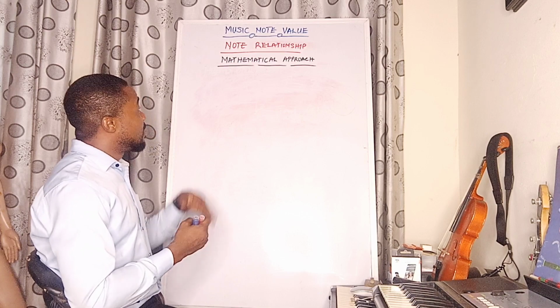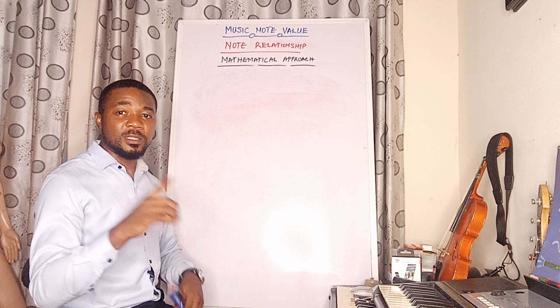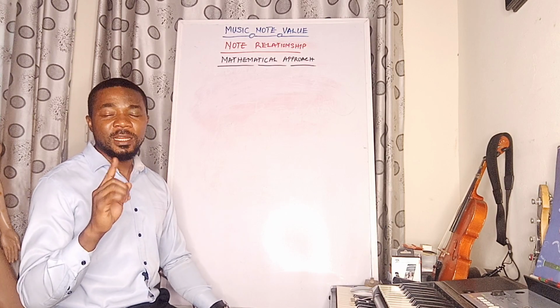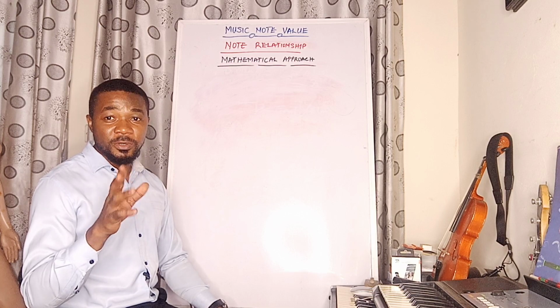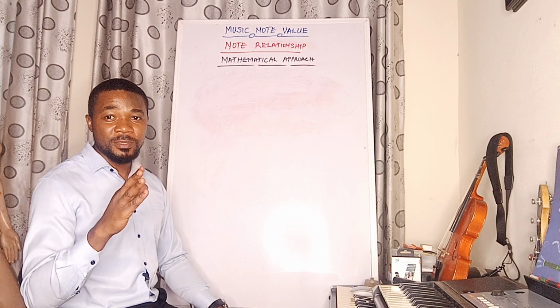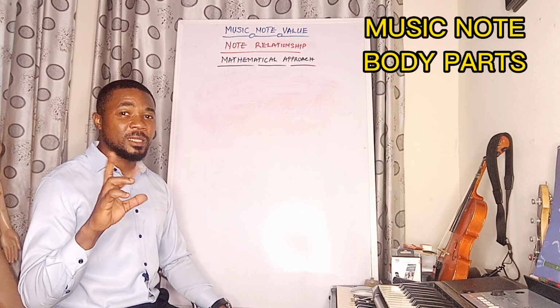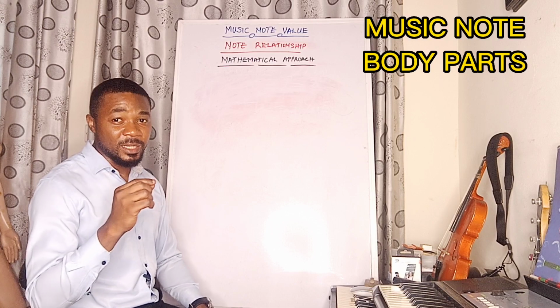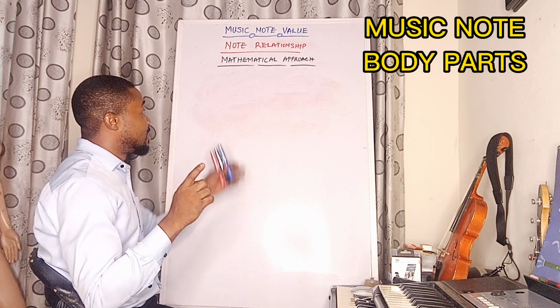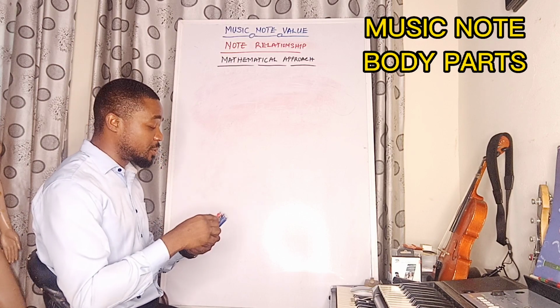So the first example, before I go into all of that, I mentioned certain things in our previous lesson concerning music note categorization and music note hierarchy. I mentioned body parts in passing. So let us quickly examine what body parts are, because we're going to need that in order to do justice to music note value relationship.